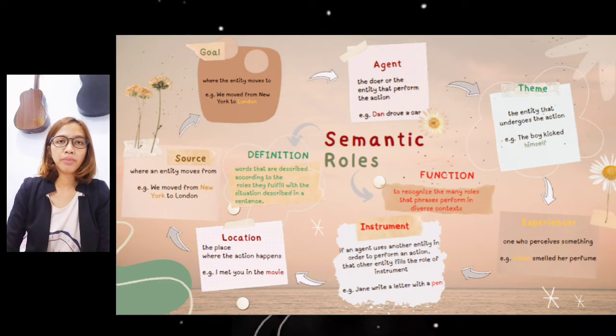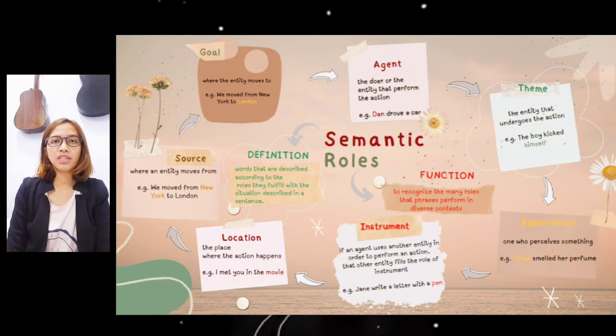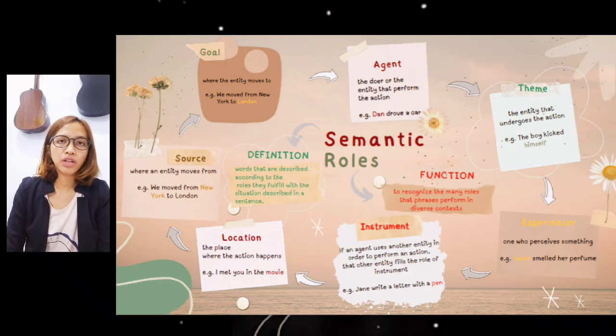I have one example. This is Dan drove a car. The agent is Dan. In this sentence, Dan is the agent because he is the entity or doer that performs the action. The next example is a car was driven by Dan. The agent is Dan. Although in the sentence I have changed an active clause into a passive one, and a car is the subject, the agent is still Dan.